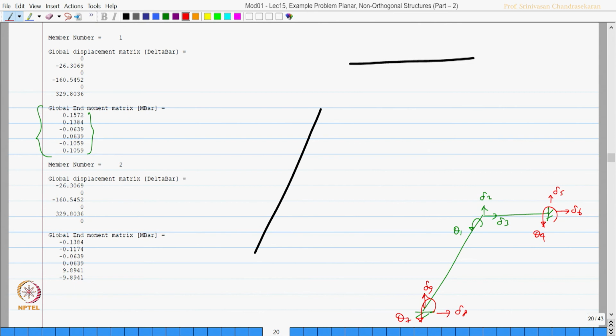For member 1 the labels are 7, 1, 9, 2, 8, 3: rotations, then along y and along x. Similarly, for member BC they will be 1, 4, 2, 5, 3, 6. Let us now interpret the results. 0.1572, let me write down the values. This is positive, so anti-clockwise, 0.1572.